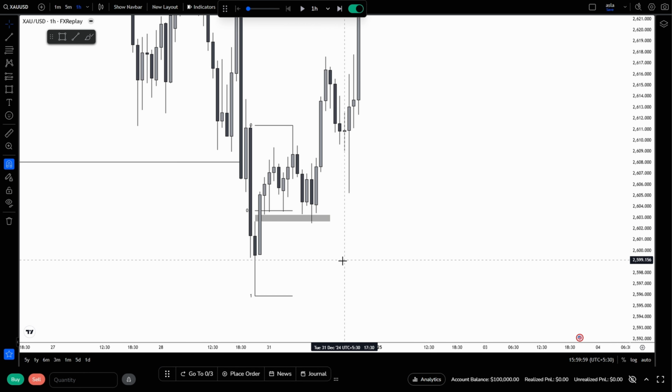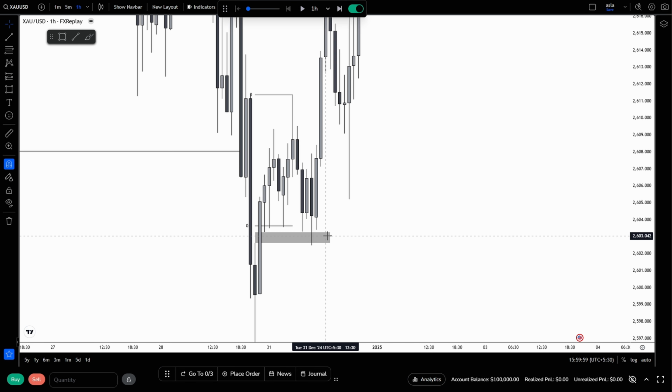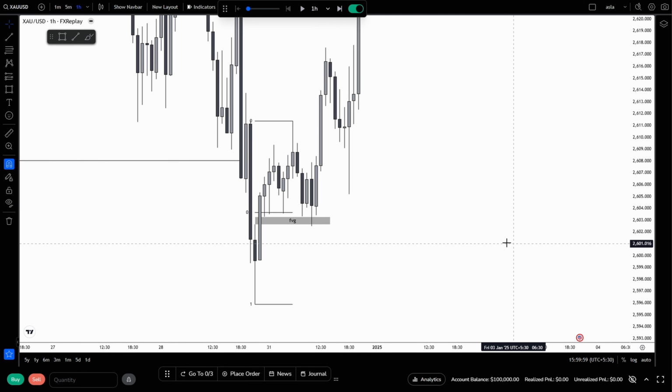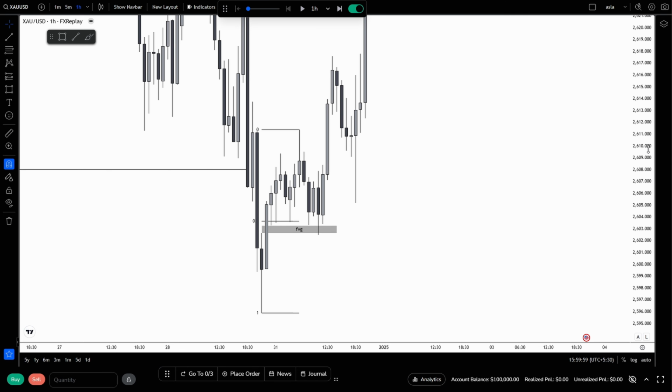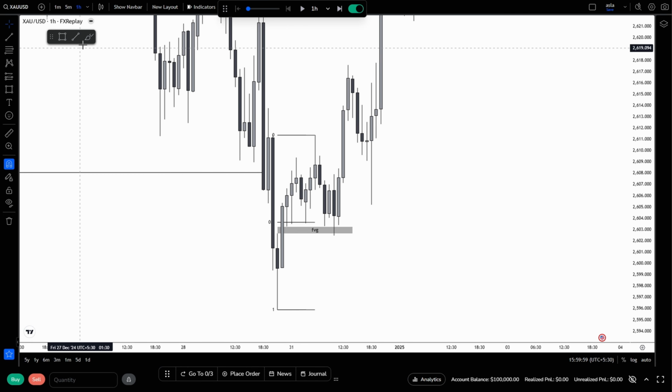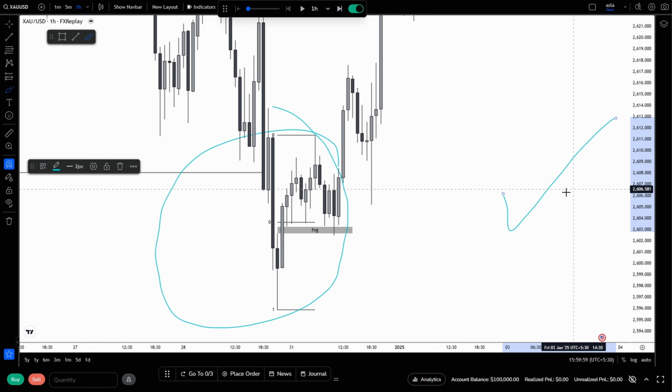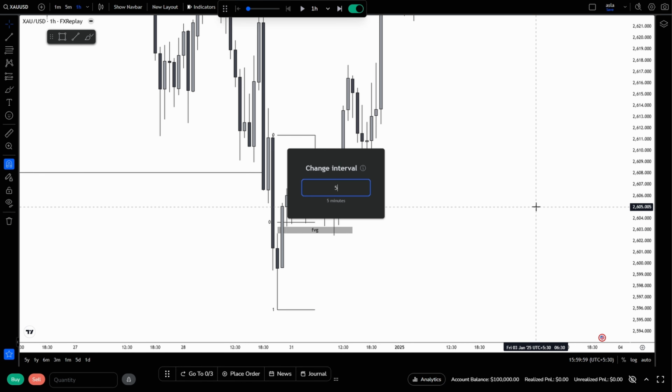Within this discounted area, the model looks for a price delivery array that can serve as a point of interest. In this example, a fair value gap is present on the 1-hour time frame below discount. This fair value gap becomes the selected price delivery array and the location from which the trade will be planned. With the 1-hour analysis complete, the model then transitions to the 5-minute time frame.